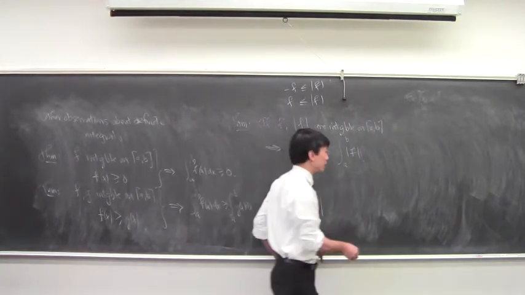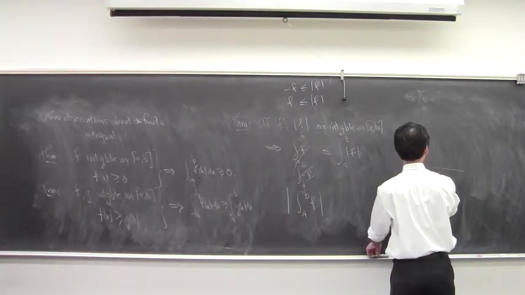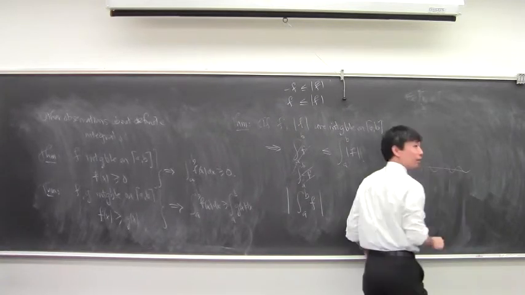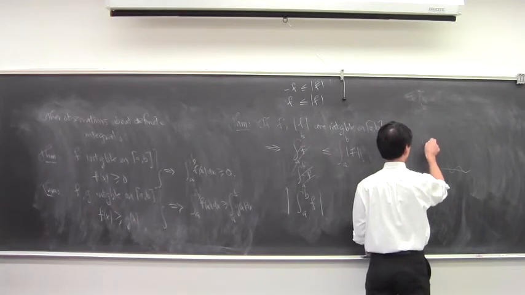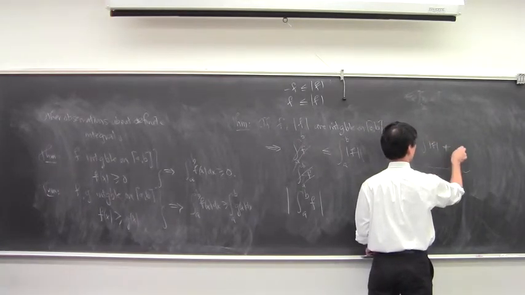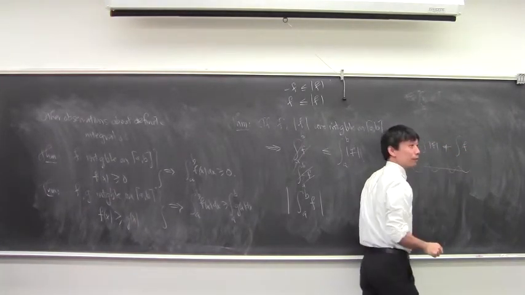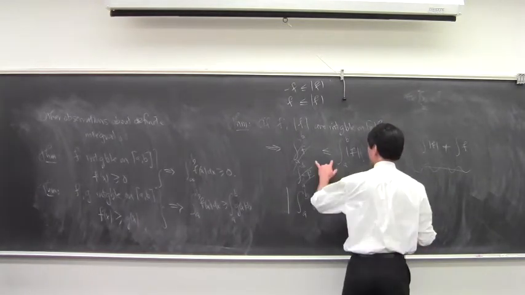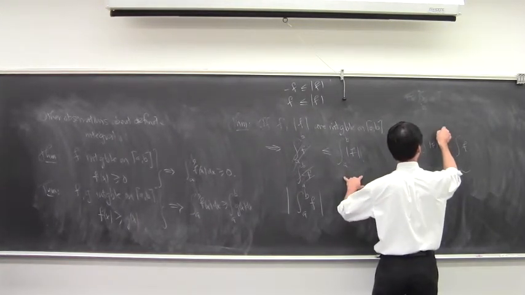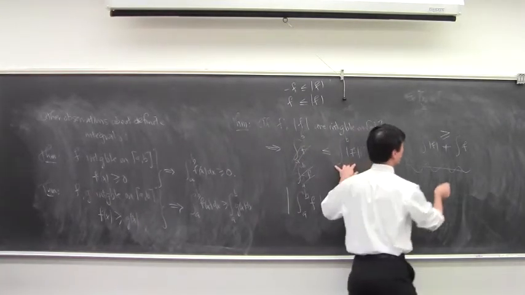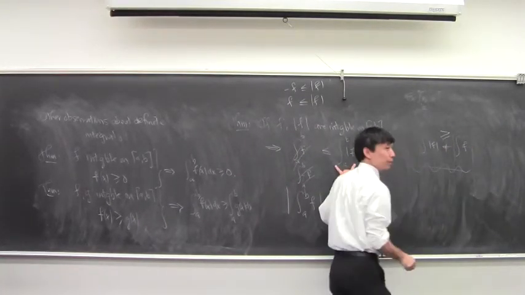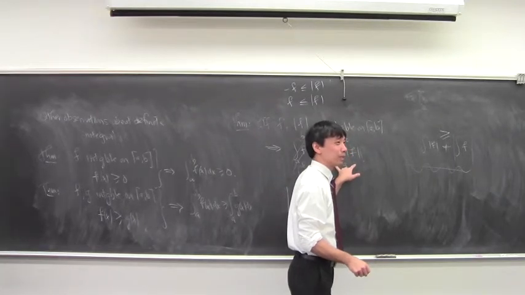It will change, right? Because you could have had, maybe your function looked like this to begin with, right? And so certainly in this case, the integral of the absolute value is not at all the integral of the function itself. But what this is saying is that the integral of the absolute value is always bigger than or equal to the integral of the function. In fact, it's bigger than or equal to the absolute value of the integral of the function.